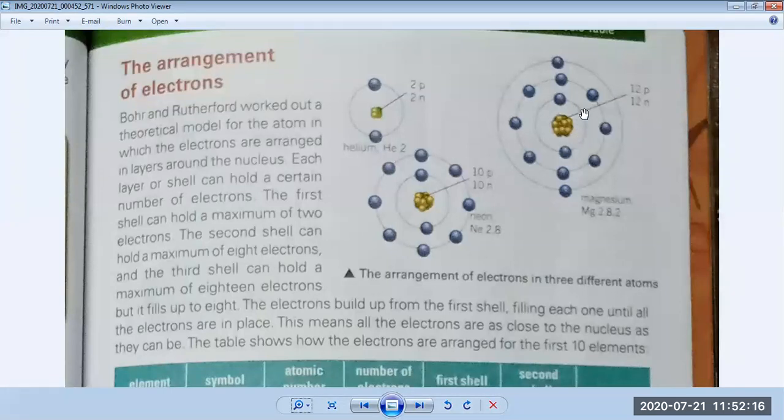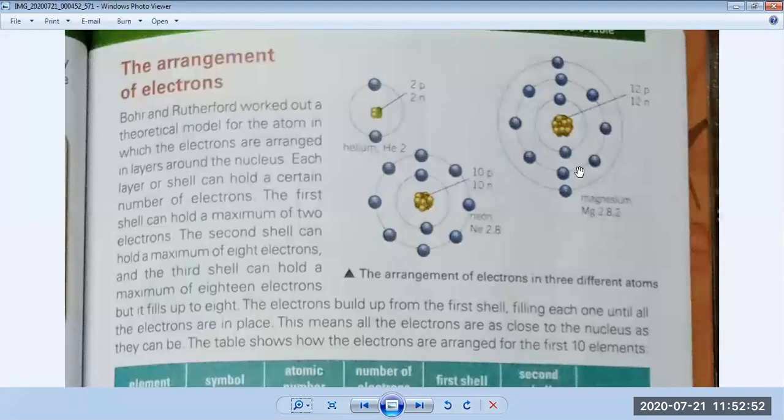So what is the reason? In the first shell around the nucleus, called the K shell, only 2 electrons can be accommodated, not more than 2. We cannot accommodate more in this part of the circular path. So write the formula: K is equal to 2n squared, with 1 in the bracket. So 1 squared is 1, 2 multiplied by 1, answer is 2.